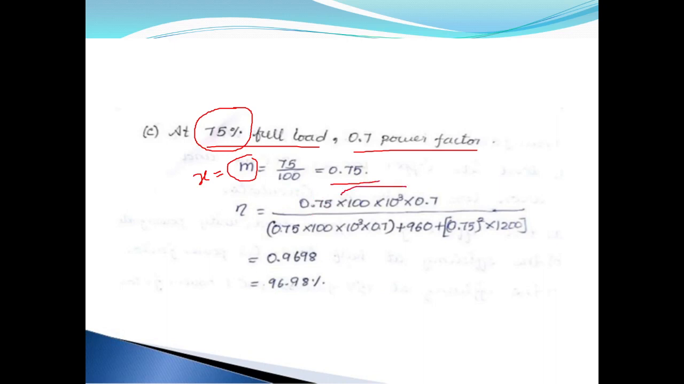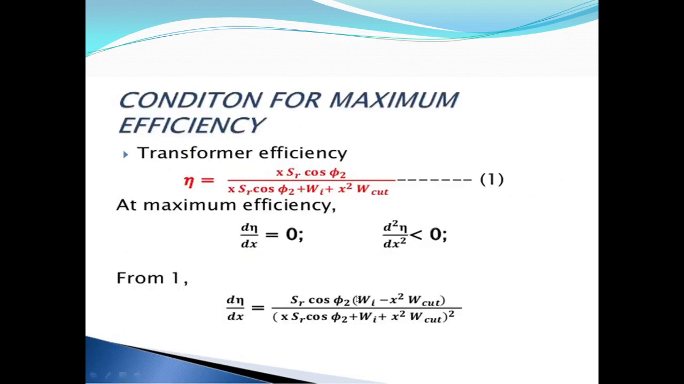0.75 into the rating of the machine, volt ampere, V into A, that is 100 kVA. So I'm writing 100 into 10 power 3, and the power factor is 0.7. In a similar manner in the denominator, iron losses 960, it is fixed, and the copper loss we also determine as a fraction of the load, that is 75% of the load. Finally, we will get 96.98 percent.